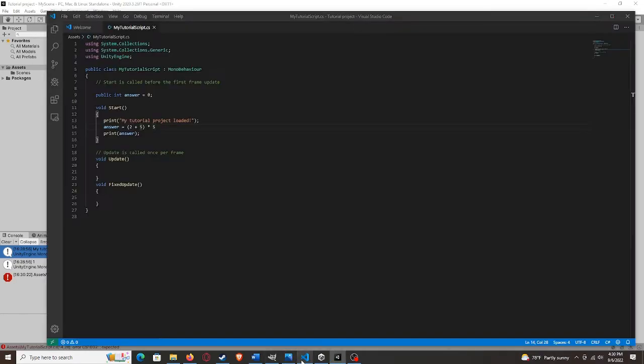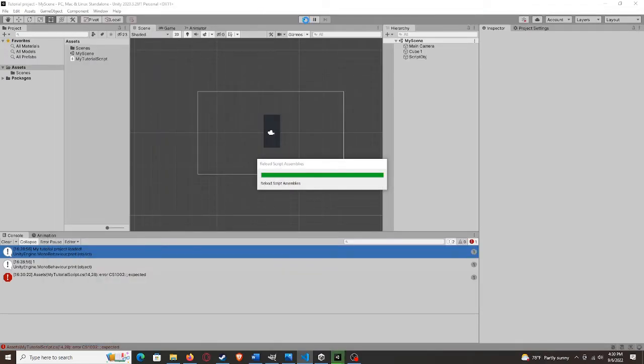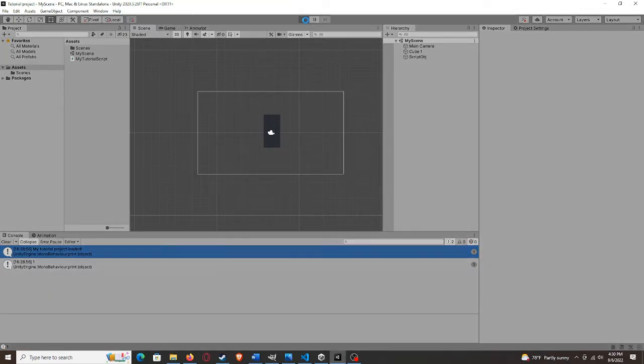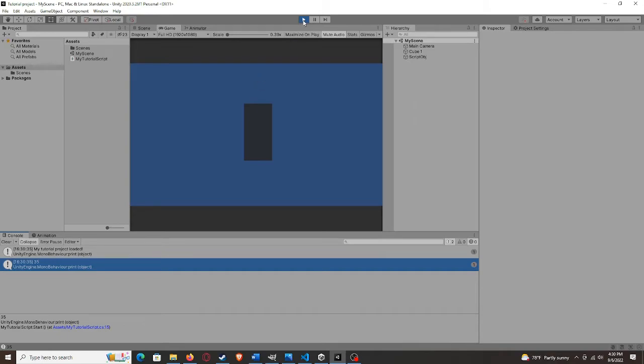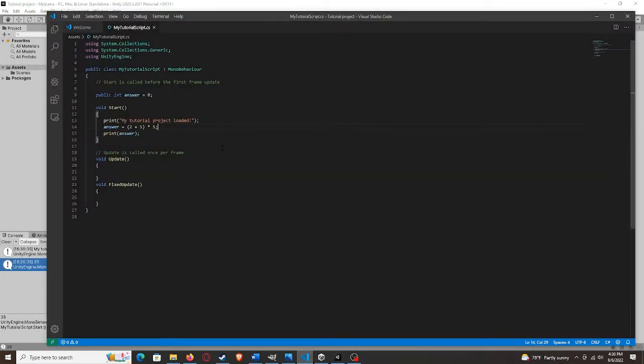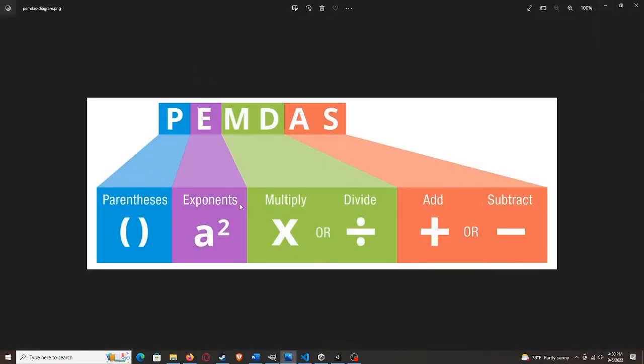Yep, forgot a semicolon. Always got to remember that semicolon. Gonna play it. We get 35. And that is because, as you see, the parentheses take priority. Parentheses take priority in PEMDAS. Remember, parentheses, exponents, multiply or divide, not multiply then divide, multiply or divide, and then add or subtract, not add then subtract, just add or subtract.